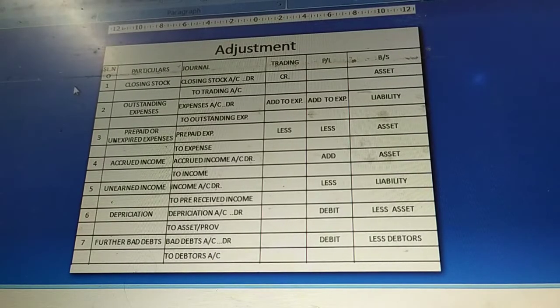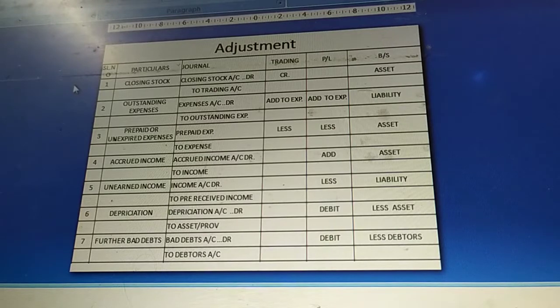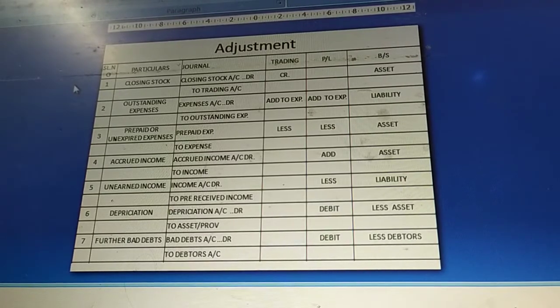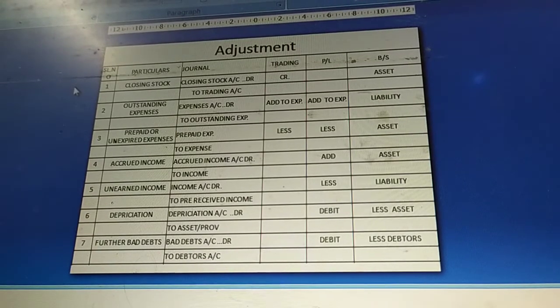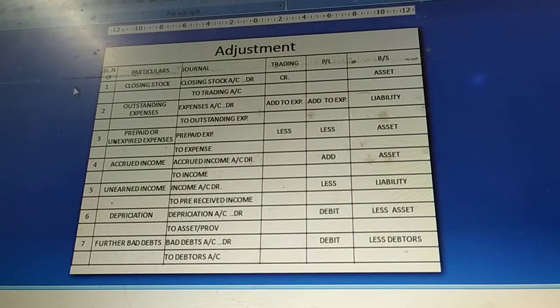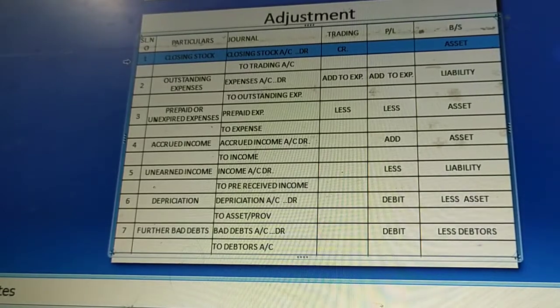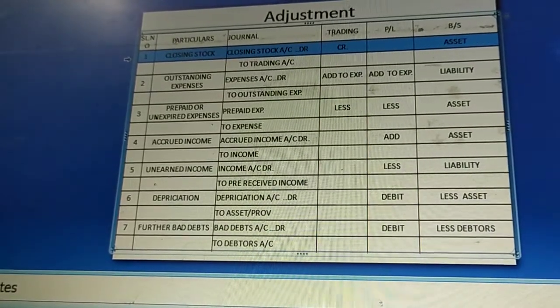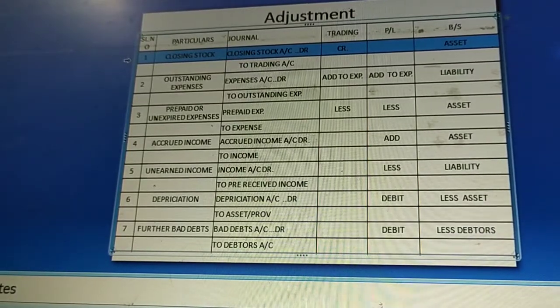Before I proceed with the closing stock or any other adjustment, let me tell you one thing: all these adjustments are done through adjusting journal entries, and they are prepared in order to determine the correct net profit or correct net loss, or to present the true and fair view of the financial position of the business. Let's start with the first adjustment now. The closing stock is written as an adjustment after the trial balance; it will be given there.